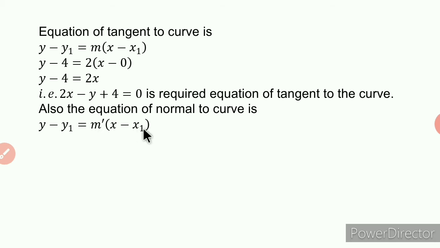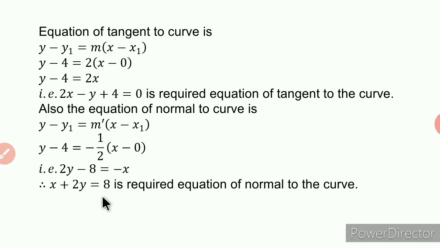Similarly, the equation of normal to the curve is y minus y1 is equal to m dash multiplied by x minus x1. So it is y minus 4 is equal to minus 1 upon 2 multiplied by x minus 0. Now multiplying both sides by 2, we get 2y minus 8 is equal to minus x. Opening this bracket again. So we get x plus 2y is equal to 8 is the required equation of normal to the curve. In this way, we get required equation of tangent and normal.